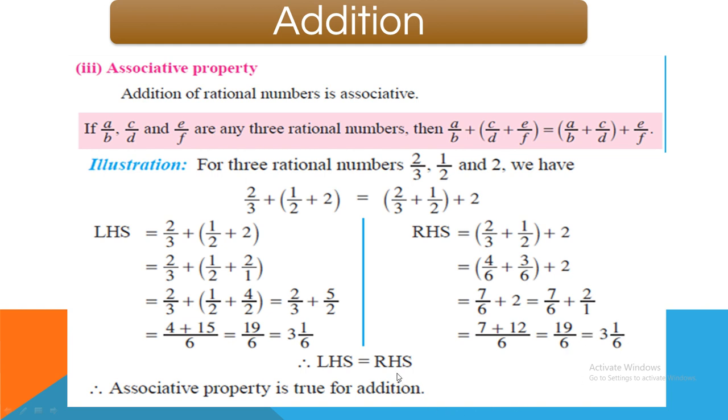So this is our right hand side. So both sides we check they are equal. So means associative property is satisfied. Clear? So associative property is satisfied for addition in rational numbers.